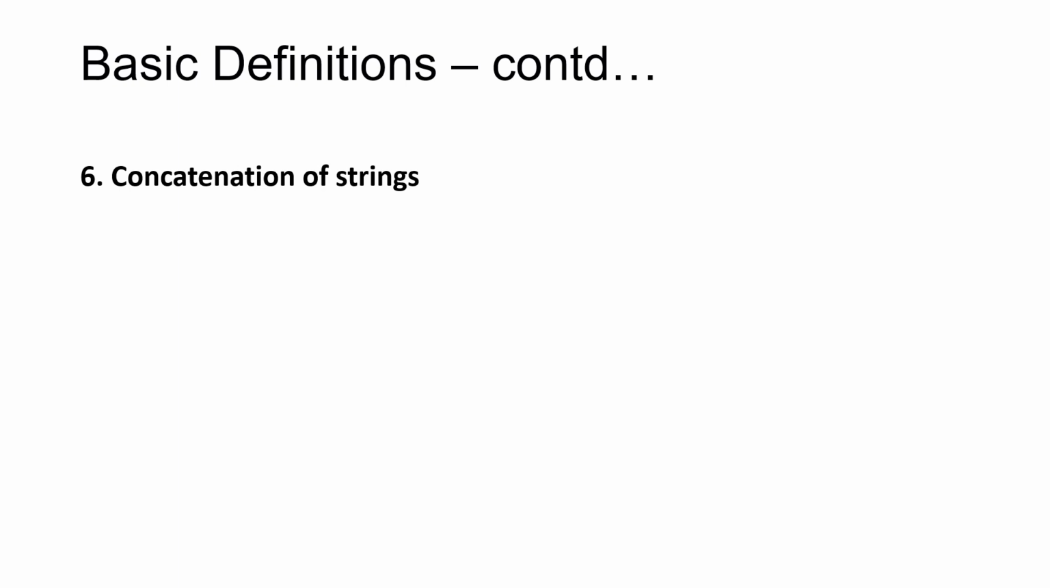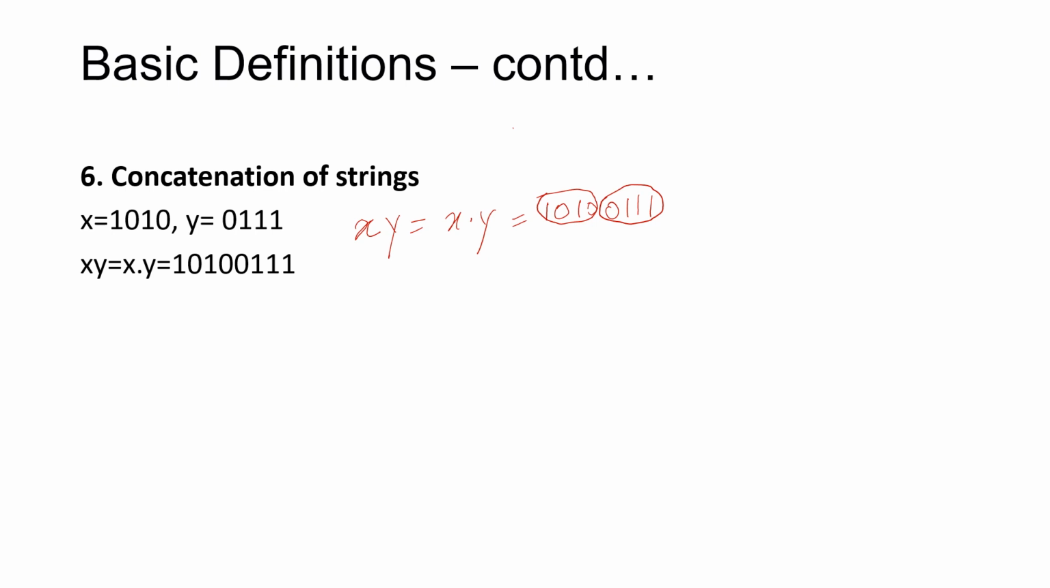Next, concatenation of strings. Concatenation of strings is not addition. Let us take two examples. First, x is equal to 1010 and y is equal to 011. When I say I'm concatenating, I just write it as xy, or I can say x dot y. The result puts the first string first and the second string second. So this is the concatenation of xy. Next, let us try yx, which is y dot x, which is 0111010. So this is the placement of y and then x. This is the concatenation of strings.